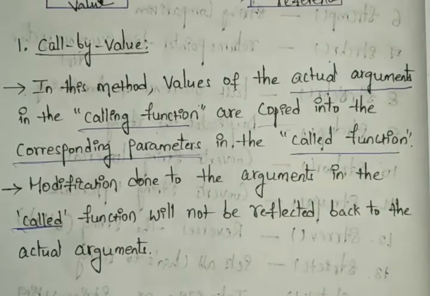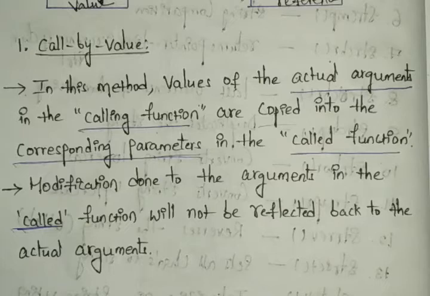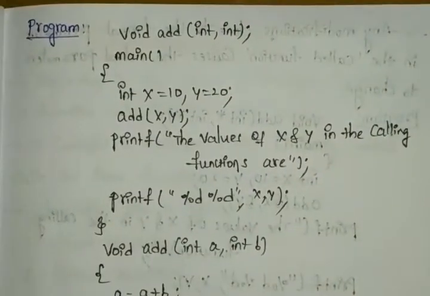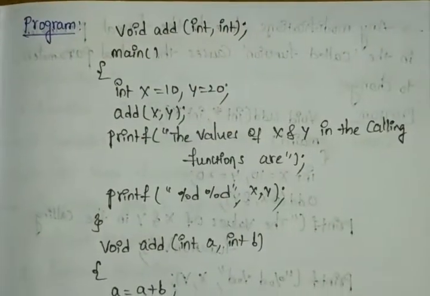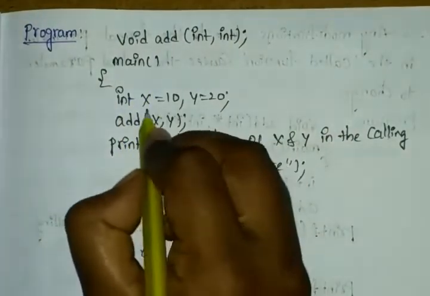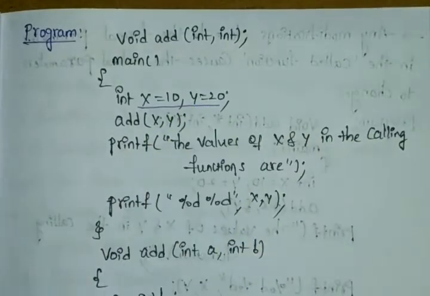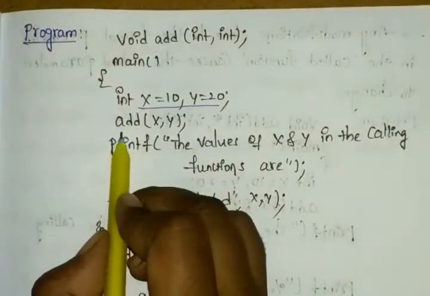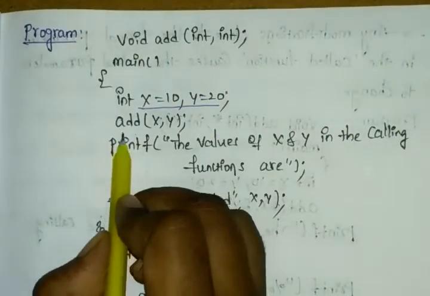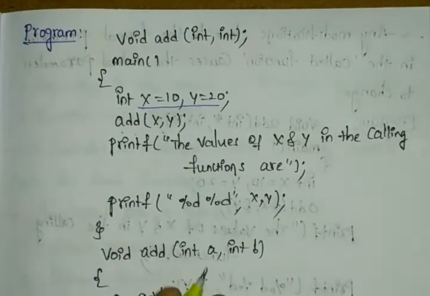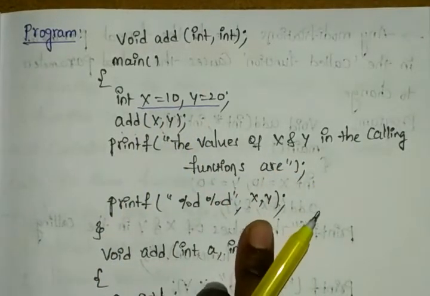Let's look at a program to define this, and you will understand how call by value works. Here you write the hash include for this. In the main function I'm choosing x and y values: x is equal to 10 and y is equal to 20. Here I'm calling the add function with the two variables x and y, and then you can print the x and y values in our output.